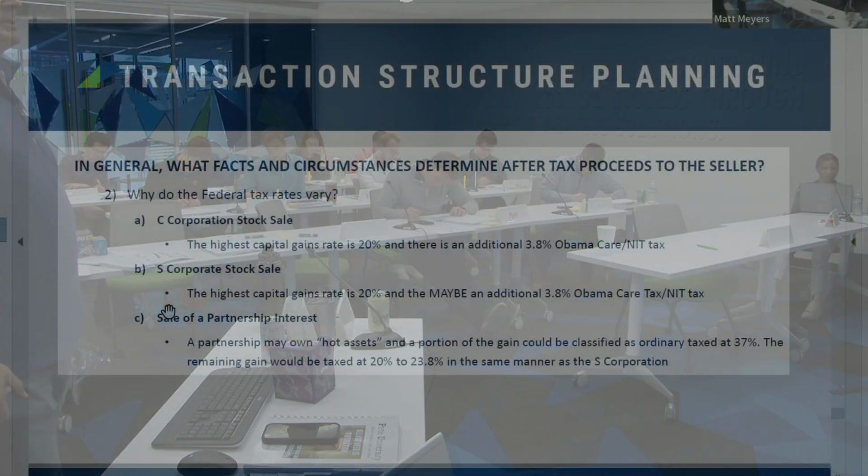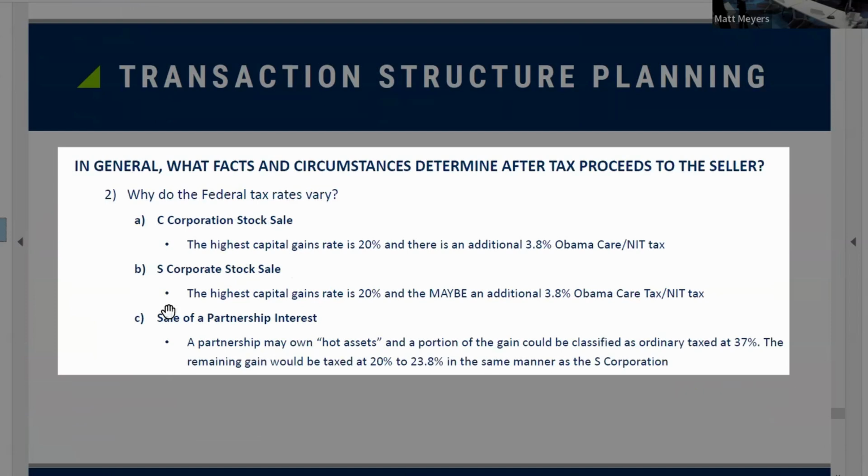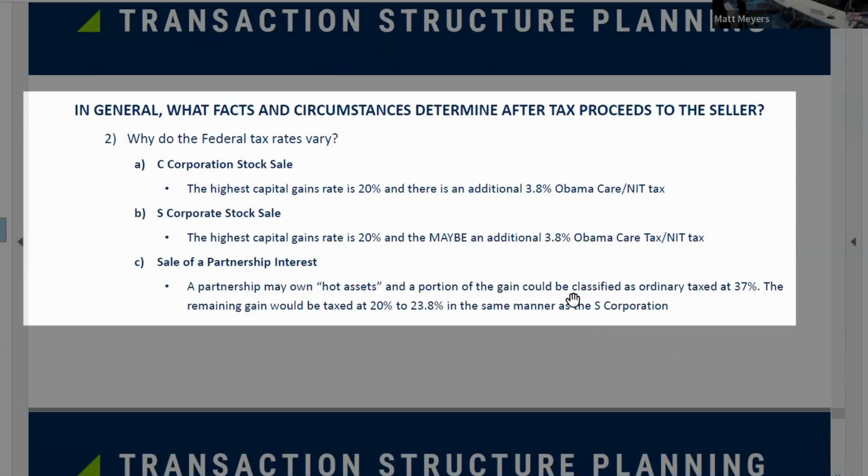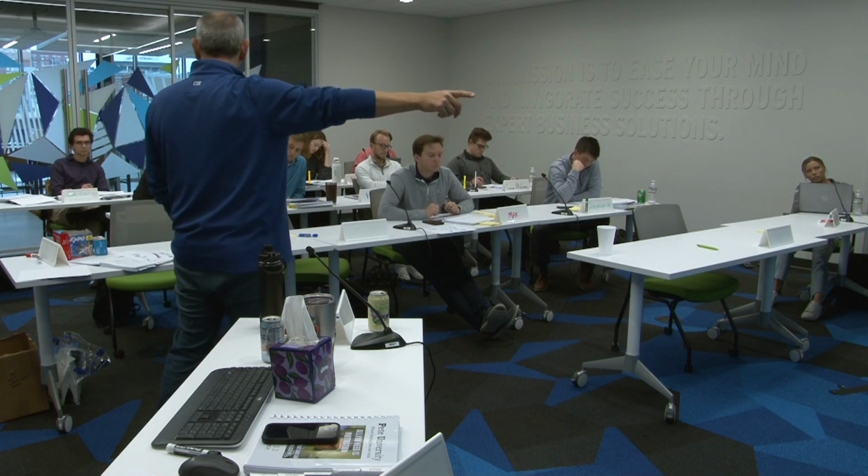In general, what facts and circumstances determine the after-tax proceeds? Why do the rates vary? Federal tax rates vary. C corp stock, I already did this. Highest capital gains rate of 20% plus the net investment tax. Highest rates, maybe, maybe not, because either you're passive or active. Same for the partnership interest. And this 37% on that previous slide, which is in point 3 at the end, which says ordinary tax at 37%. Why do you think that's there, Sam? The 37% tax to ordinary rates.